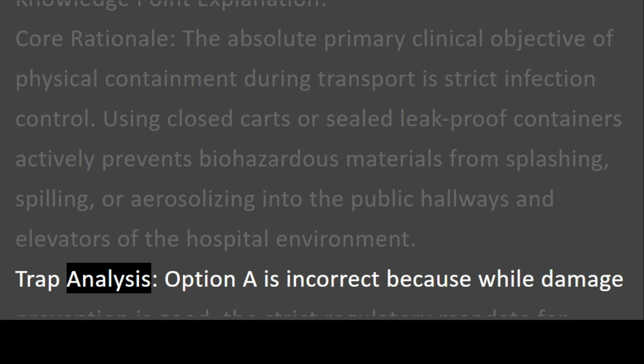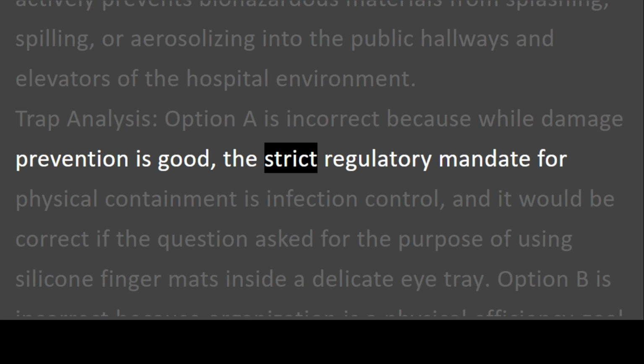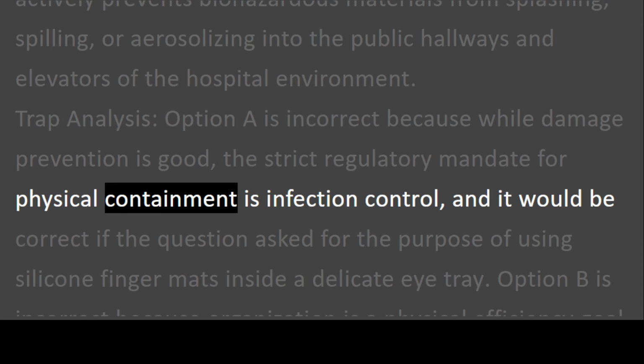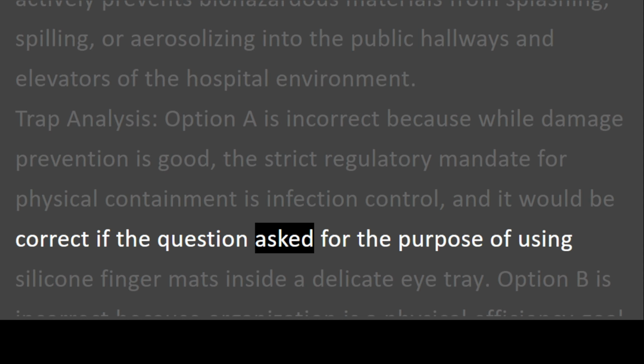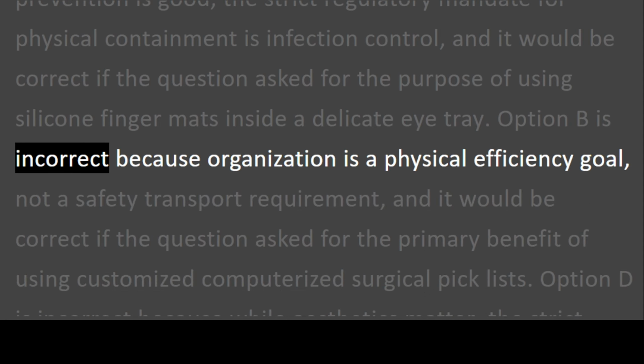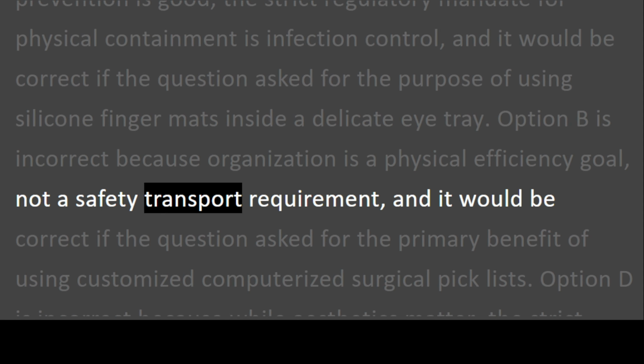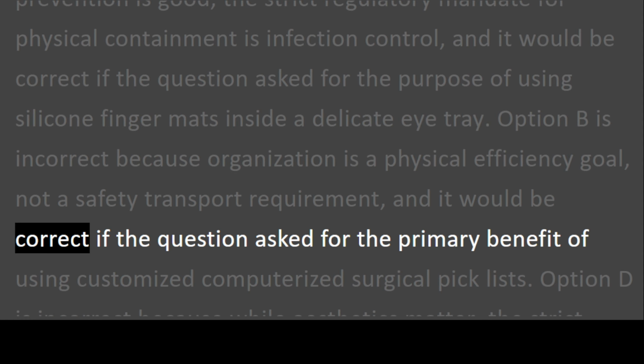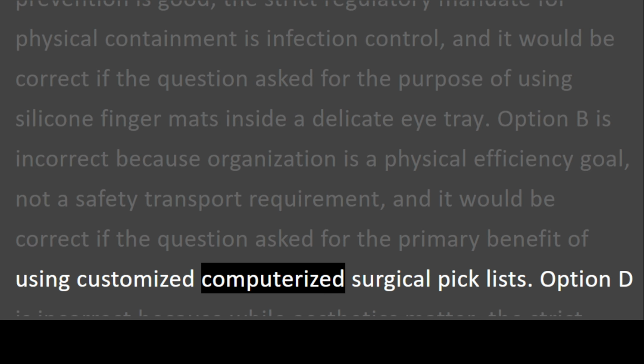Trap analysis. Option A is incorrect because while damage prevention is good, the strict regulatory mandate for physical containment is infection control, and it would be correct if the question asked for the purpose of using silicone finger mats inside a delicate eye tray. Option B is incorrect because organization is a physical efficiency goal, not a safety transport requirement, and it would be correct if the question asked for the primary benefit of using customized computerized surgical pick lists.